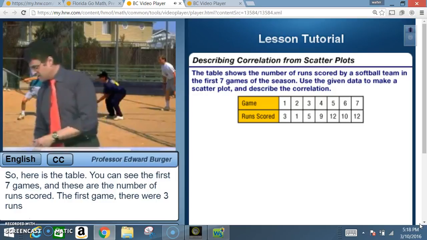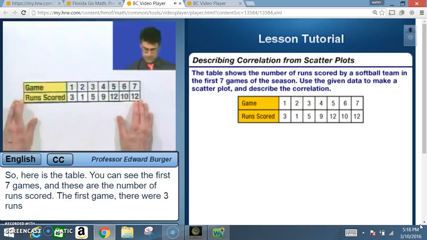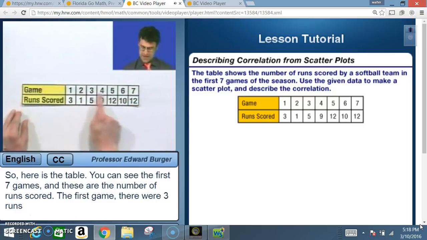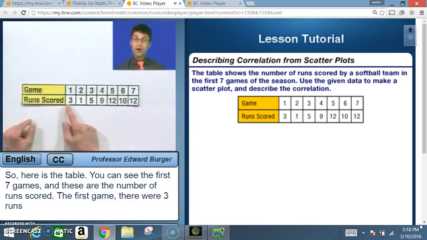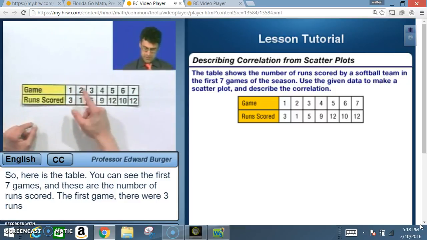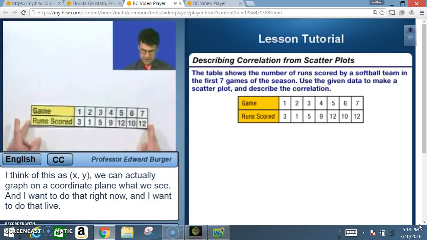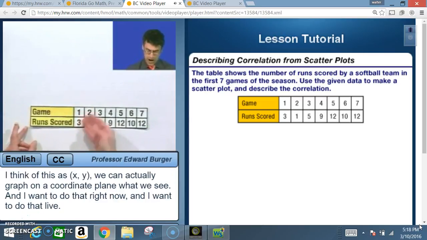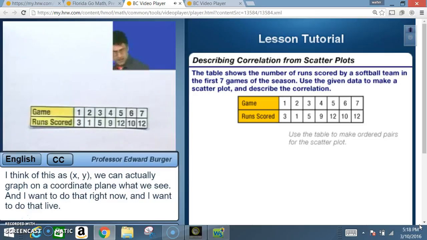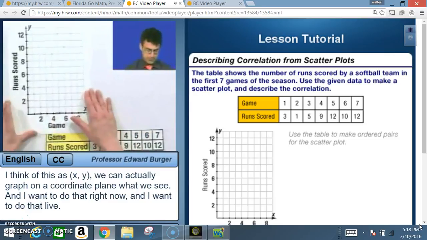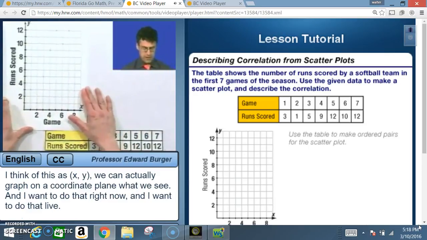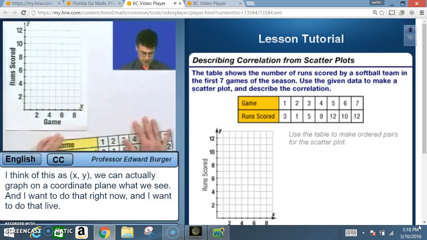So here is the table. You can see the first 7 games, and this is the number of runs scored. The first game, there were 3 runs scored. Second game, there was 1 run scored. By the seventh game, we had 12 runs scored. So these are linked like that. And if I think of this as x comma y, we can actually graph on a coordinate plane what we see.